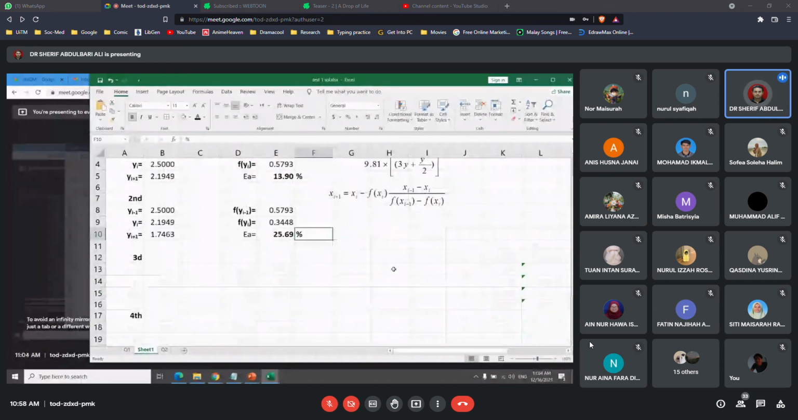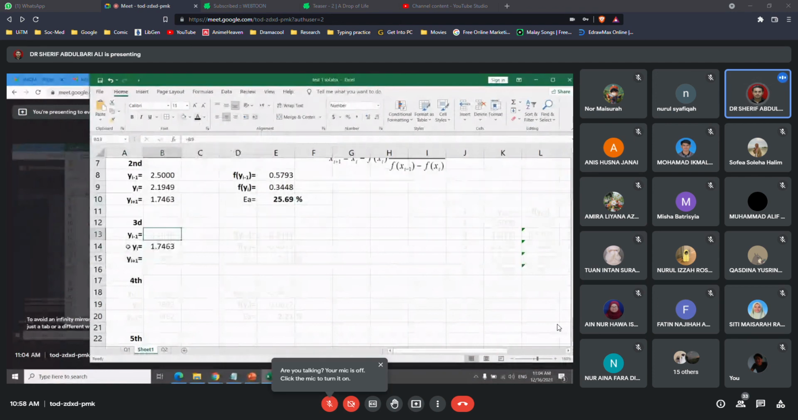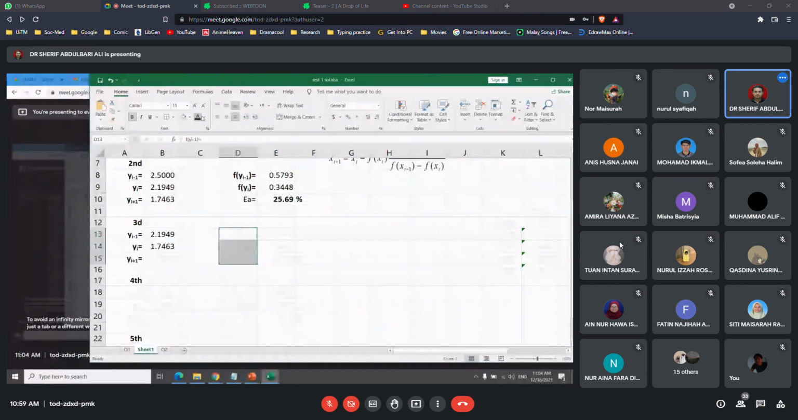Then with the same procedure, you are going to go with the third iteration. So y_i is going to be equal to 1.7463, and y_(i-1) is going to be equal to 2.149. And find the function for these values. Put these four values inside the second method to get a new value of y and calculate the error: new value minus the old over new. So it's 12%.